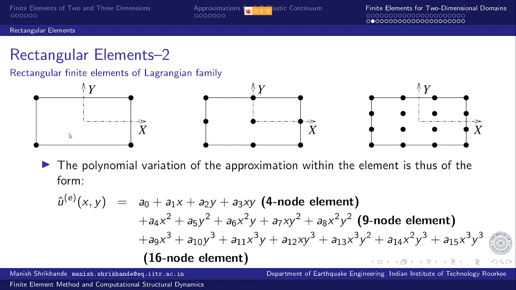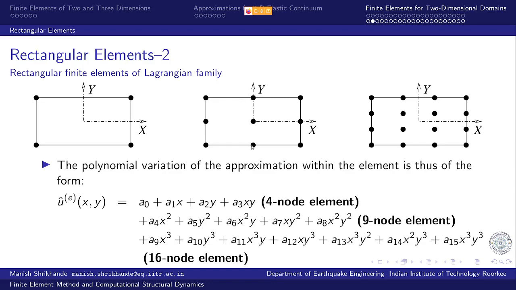So the next element is, we just draw the grid lines, and wherever the grid lines intersect, we place a node at that. When we do that, we get the nodes at mid-side as well as at the centroid of the element. So we have a 9 node Lagrange element, right?